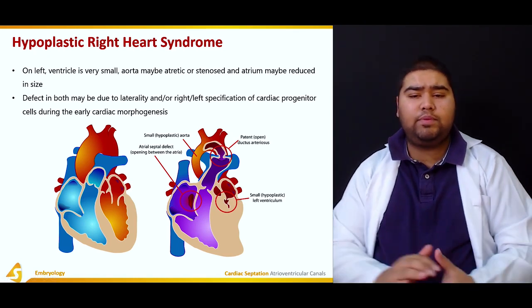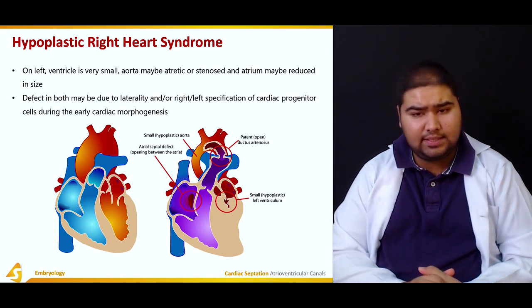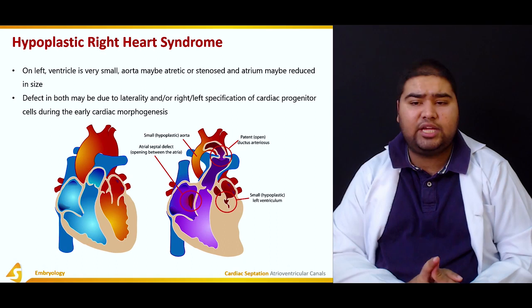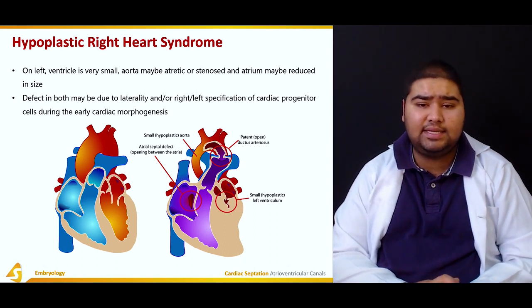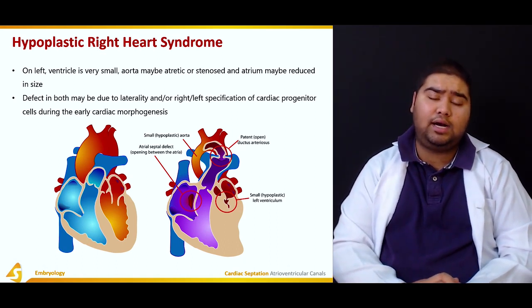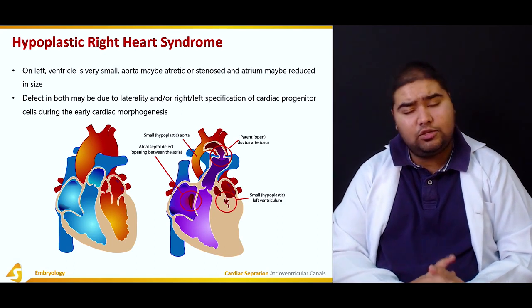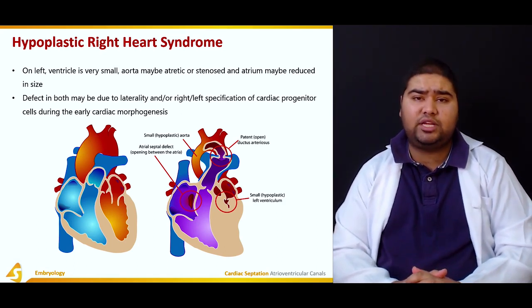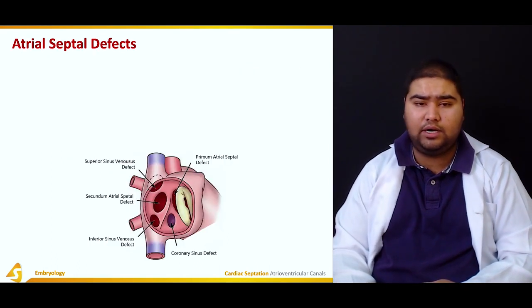Defects in both may be due to laterality sequences and or right-left specification of the cardiac progenitor cells did not occur during early heart morphogenesis. So again, the cause lies with the laterality or the specification of the right-left sides of the heart.